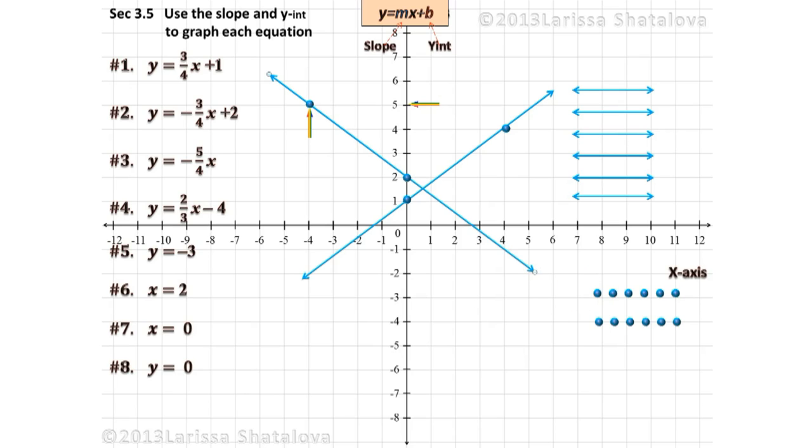Next, equation number 3. y equals negative 5 over 4 x. How about y-intercept? If you don't see y-intercept, it is 0. We can always add 0. So here is our first point, 0. Now let's look for slope, negative 5 over 4. We are lucky ones because here is the location for 5, and here is the location for negative 4.